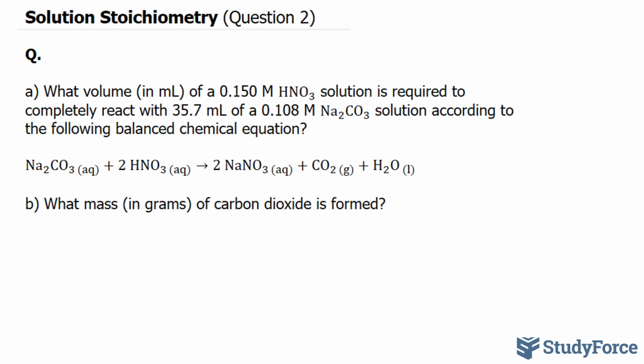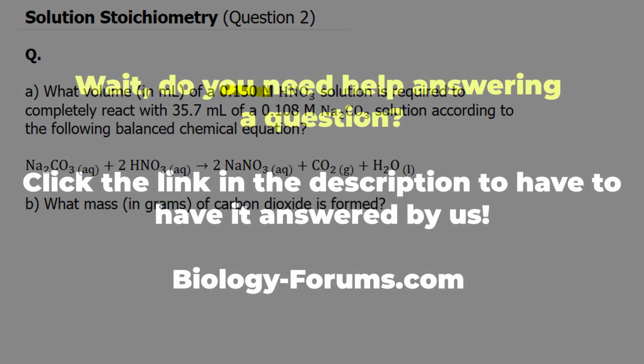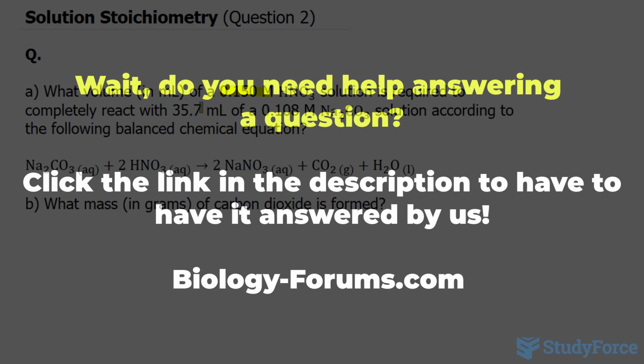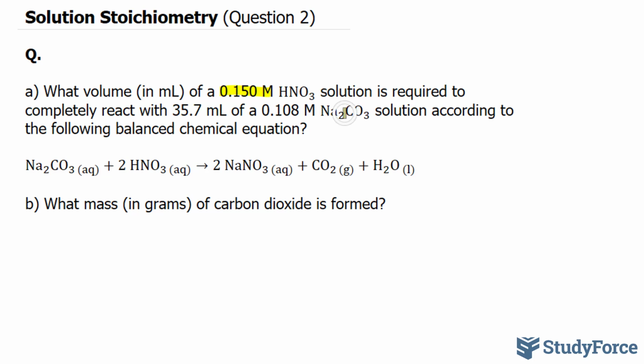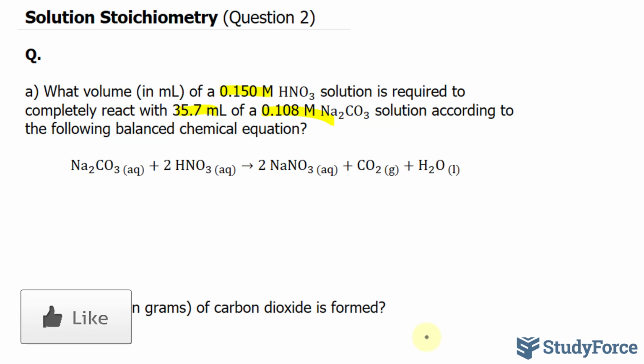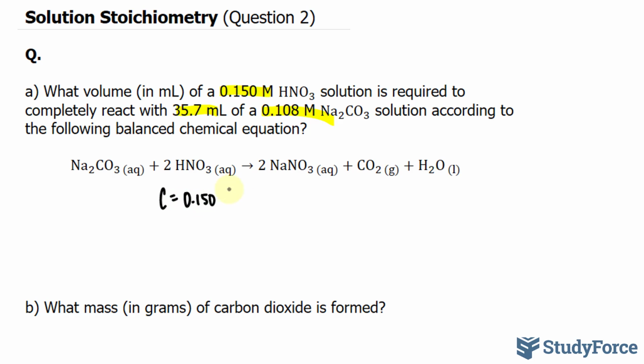I want to start by highlighting some important numbers. We're told the concentration of HNO3, and it's right here. We're told the volume and concentration of Na2CO3. So I'll take these numbers and write them underneath the chemical formula of each compound. By doing this, it helps us organize our work. So we have the concentration of this compound, and I'll represent it by the letter C, 0.150. Remember, molar is moles per liter. It's important that you remember that.